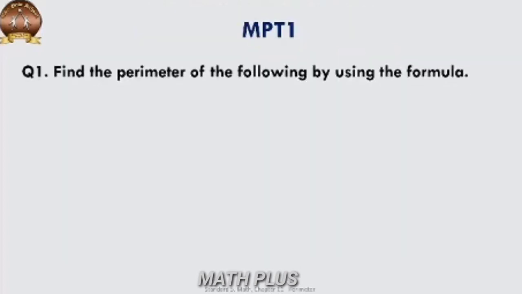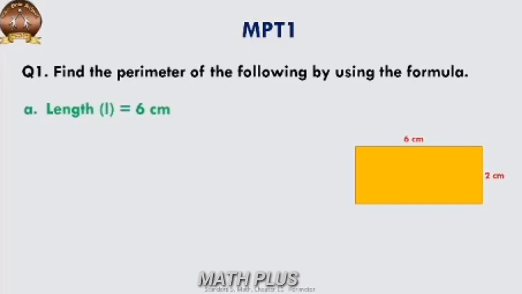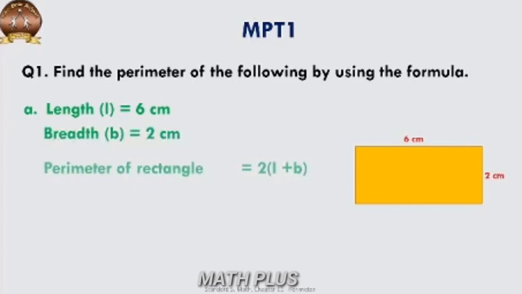Now coming to a few examples under MPT 1, that is My Practice Time 1. The first question states, find the perimeter of the following by using the formula. A picture is given where it is a rectangle, 6 centimeters is the length and breadth is 2 centimeters. We write the length and the breadth, this is mandatory.